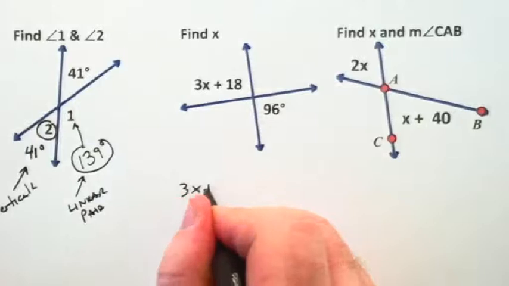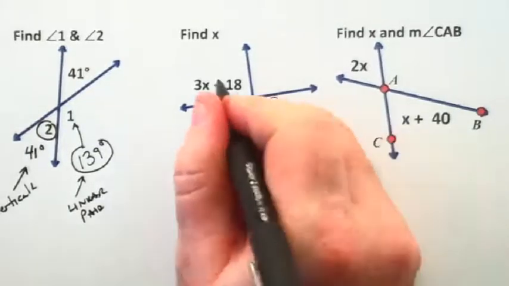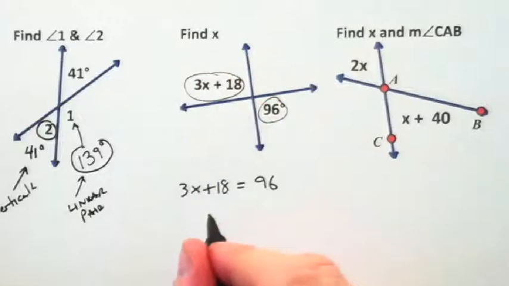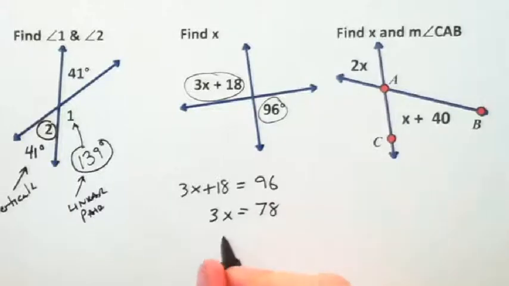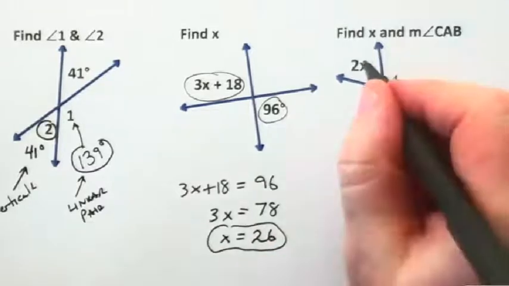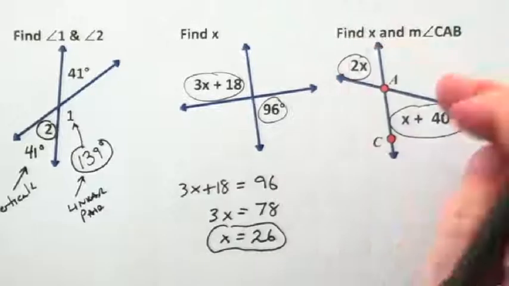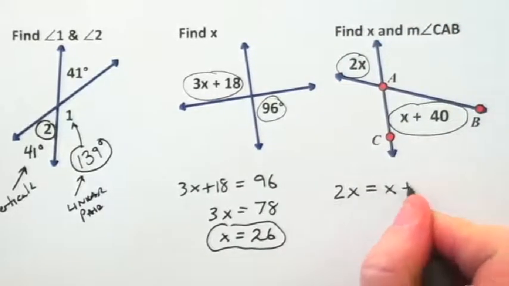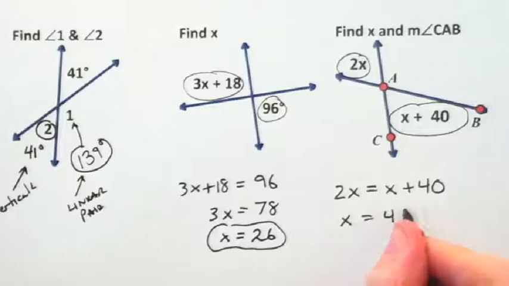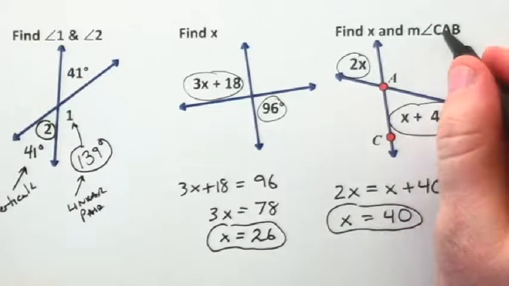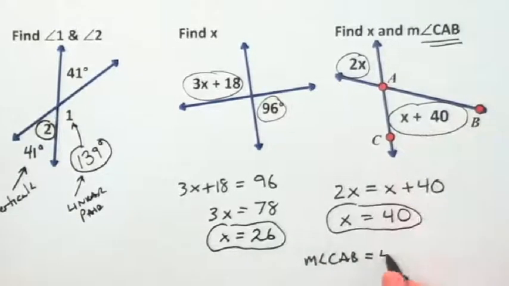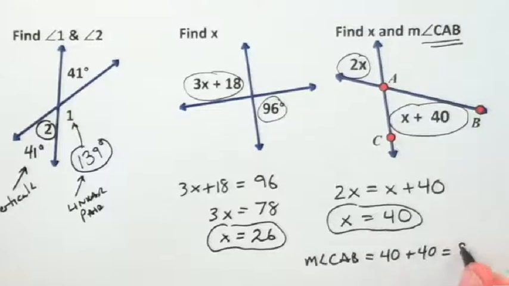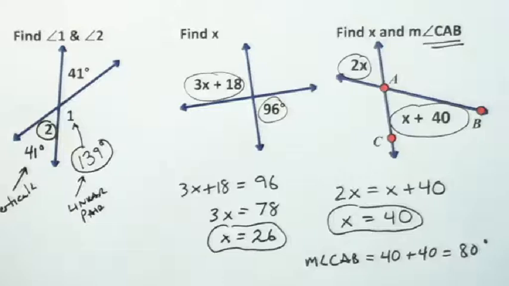Here I could say that 3x plus 18 equals 96. They are vertically opposite, a vertical pair, so they are equal in size. 3x equals, let's see, 78, and x equals 26. Here also I know that this equals this because they're vertically opposite. We proved that vertical angles are equal, and so I can solve this here. X equals 40. They also want to know the size of CAB. And so the size of CAB would be x, which is 40, plus 40, so it equals 80 degrees. Vertical angles are equal to each other.